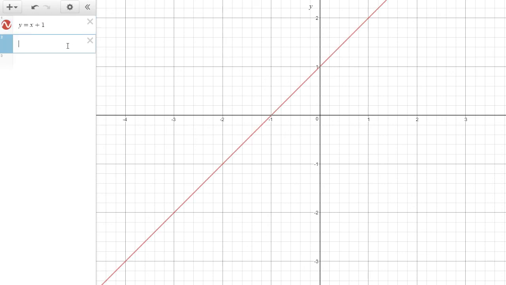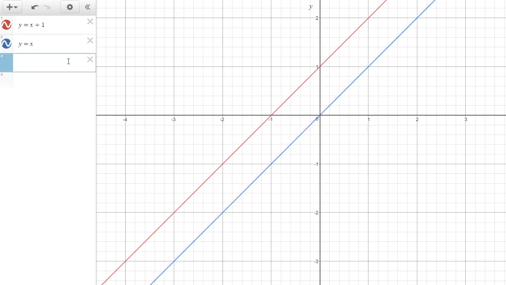Now you can see that this is parallel to the line y equals x, so it's running parallel, but it's just added 1 onto it. Now you could also have the line y equals x minus 3. Okay, so there's minus 3, it cuts through the y-axis at minus 3.